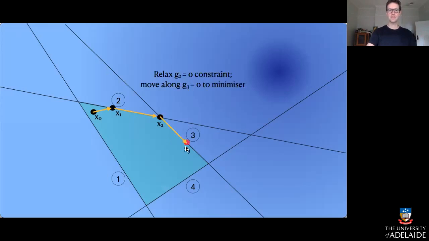So we now solve that constraint minimization problem. We have to relax the constraint of being on G2 equals 0, being on this line, the second constraint, and we relax that. We move along the other direction that's available to us along G3 until we get to the minimizer, which is going to be around about here. And then gradient projection is going to terminate, and that should be the minimizer at x3 there, subject to these constraints. That's it. That's the gradient projection algorithm.